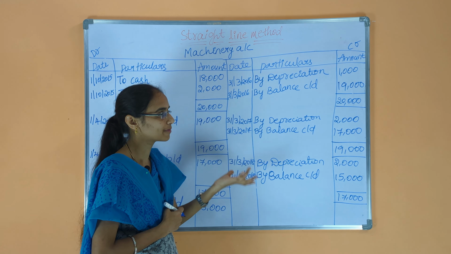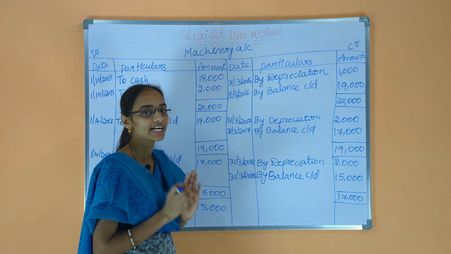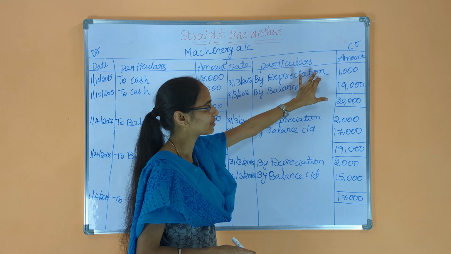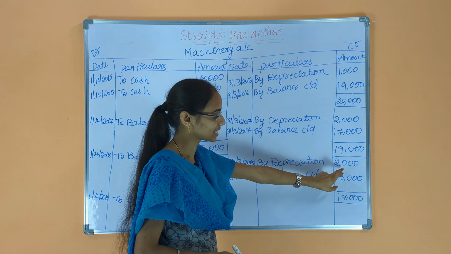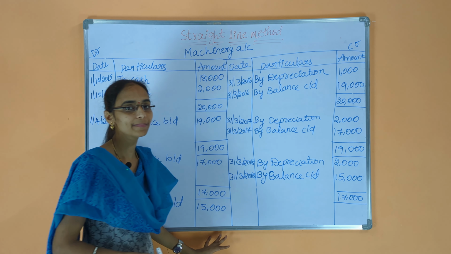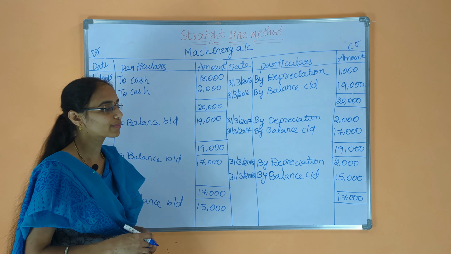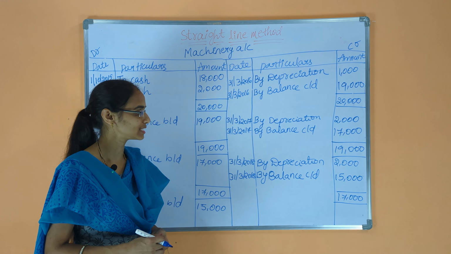So in the fixed installment method, or straight line method, or original cost method, every year the depreciation is constant. In the first year it was 1,000 only for 6 months. So here the depreciation amount is the same, here the depreciation amount is the same. Okay, this is a problem under the straight line method. In the next class we will see the problem under the written down value method or diminishing balance method.